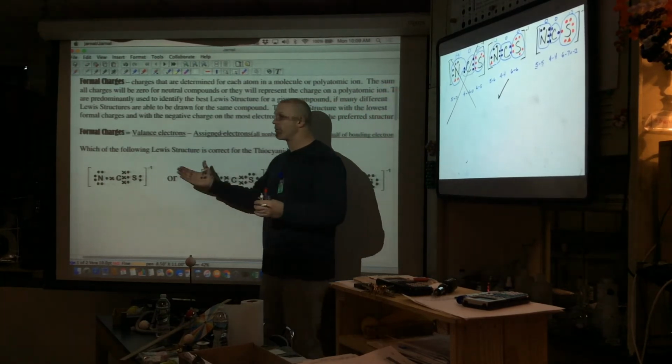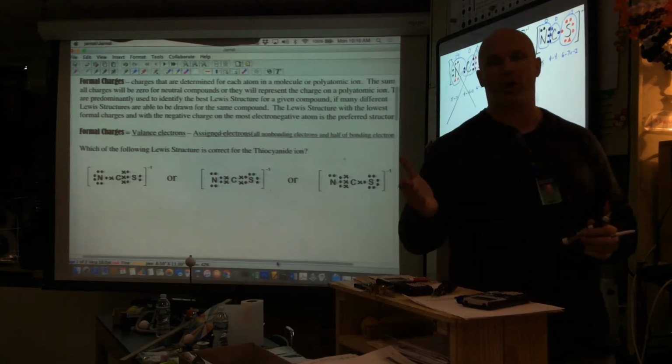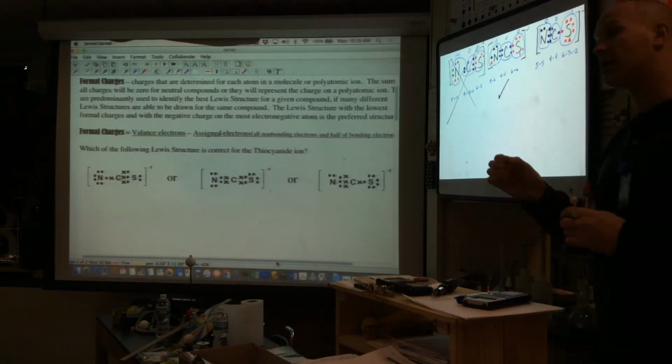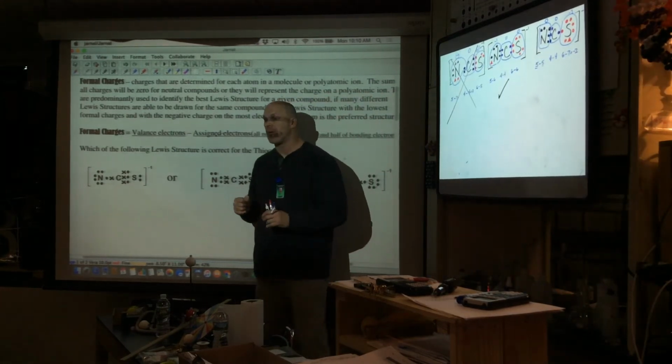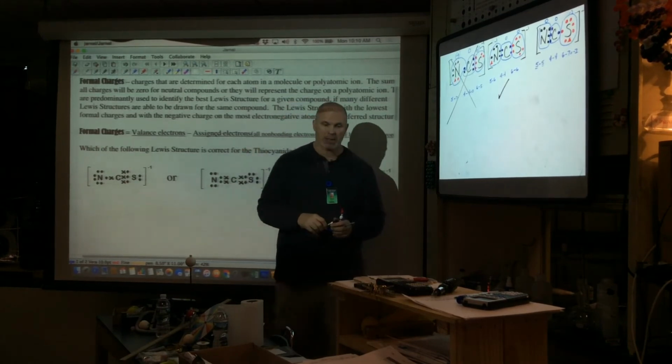Your next test, you'll have structures to draw, and I'll say, what is the most probable structure? And you'll use formal charges. But formal charges help us identify some other things. They help us with identifying something called resonance and explaining that a little bit in bond order, and help us with more advanced structures, okay? And I'll get to that today.